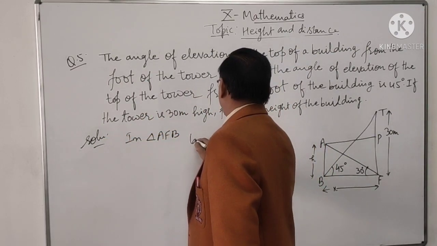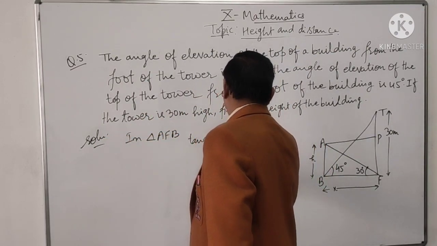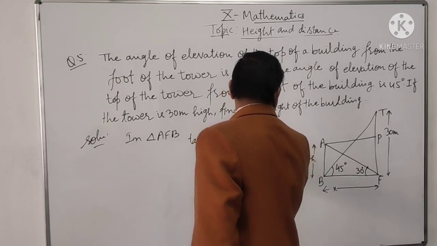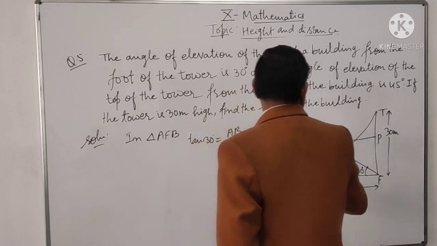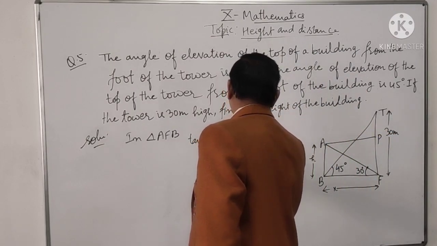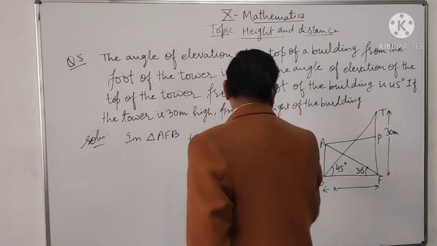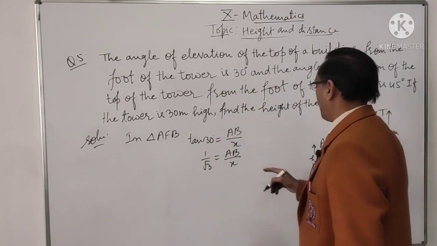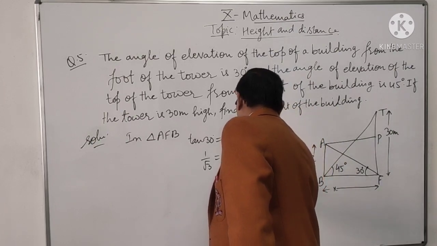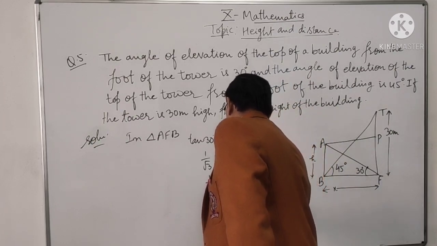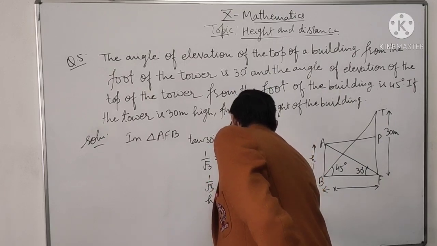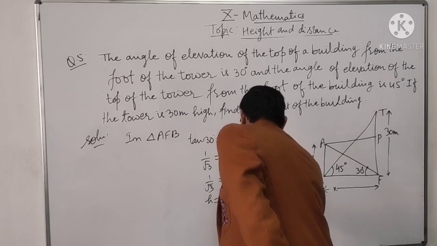Tan 30 degrees equals AB upon X. This BF value is X. So 1 upon root 3 equals AB upon X. We have to find AB, which is H. So H upon X is 1 upon root 3 and H equals X upon root 3. Let it be equation 1.